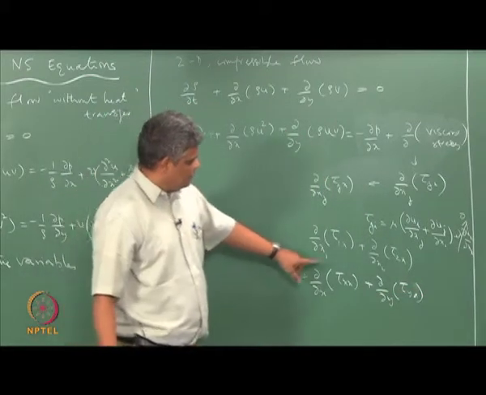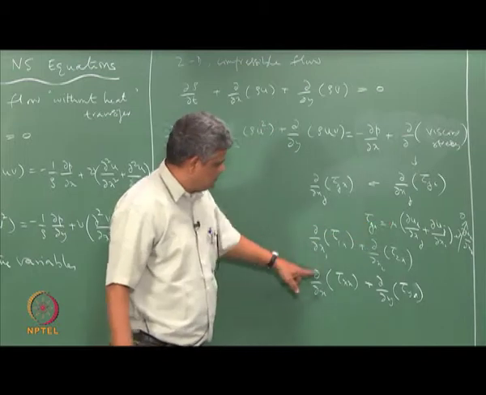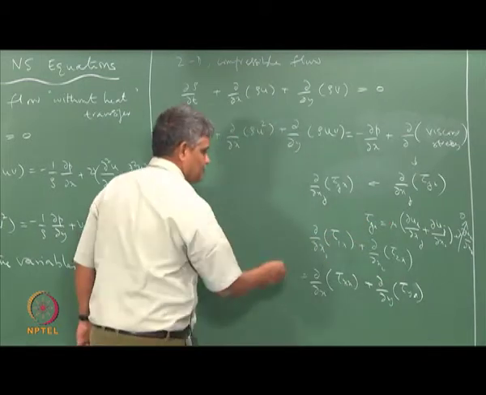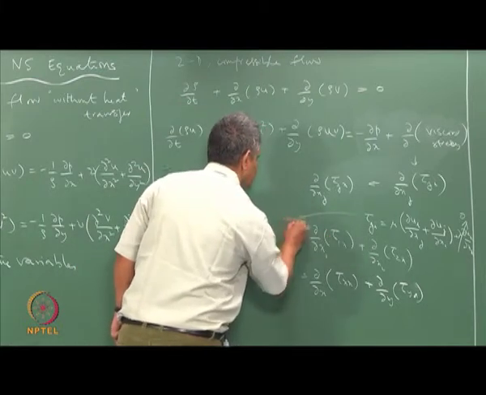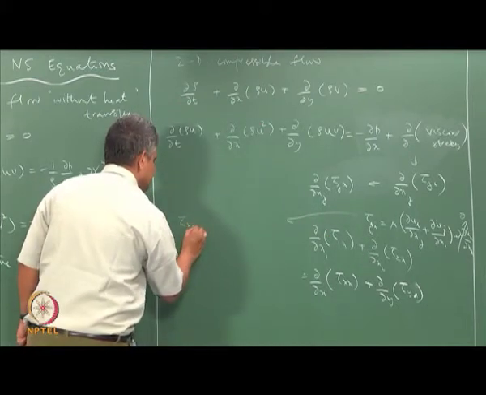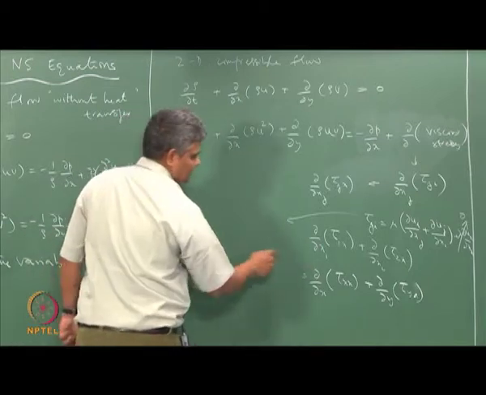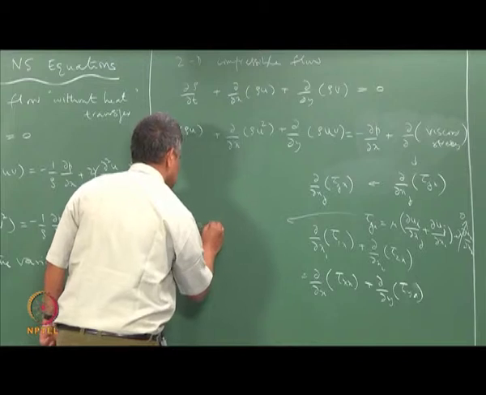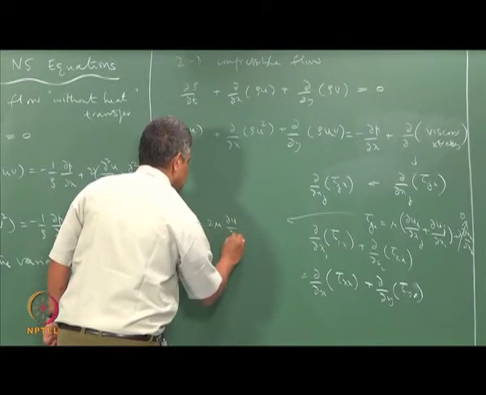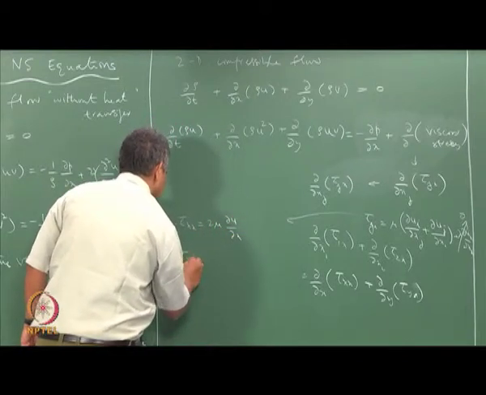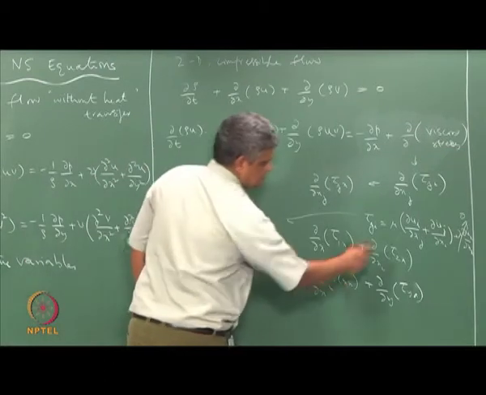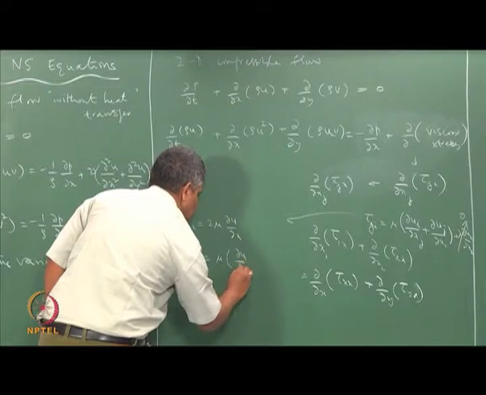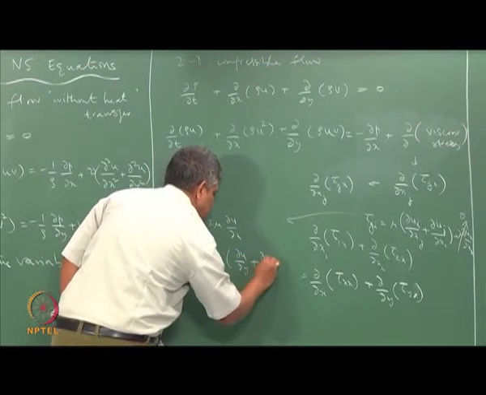Now we can make use of this expression here to evaluate tau xx and tau yx. From this we can write tau xx as, you can see that xx means that these two indices become the same, so that is 2 mu dou u by dou x, and tau yx is mu times dou u by dou y plus dou v by dou x.